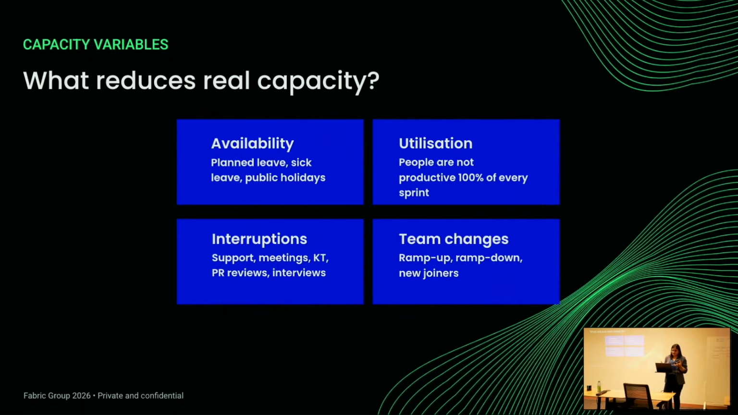Second is utilization. So people are not productive 100% of the time during the sprint. There are times when people are in meetings, they have to attend workshops, they need to do some kind of self-learning, things like that. So there's also that utilization factor that comes in.